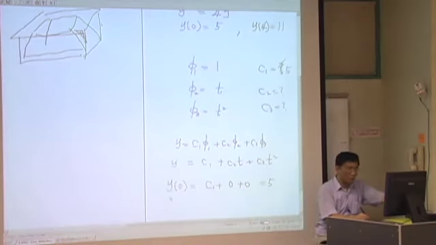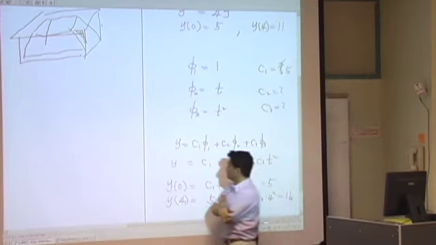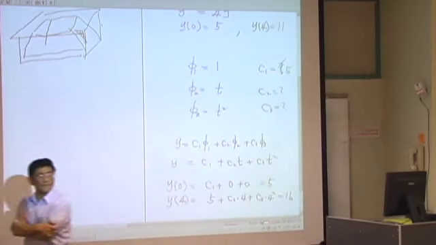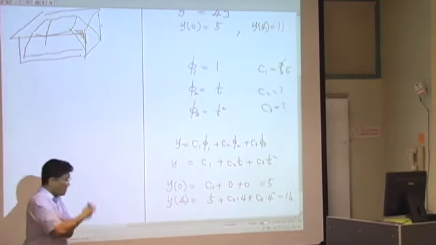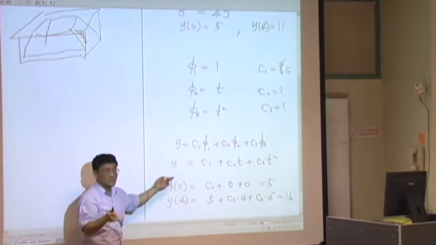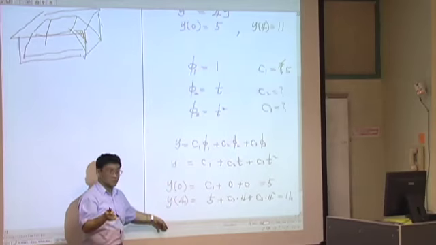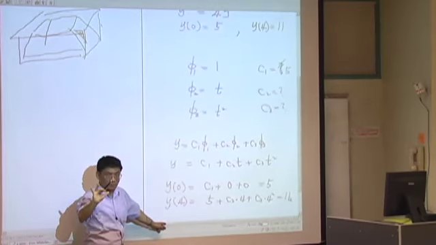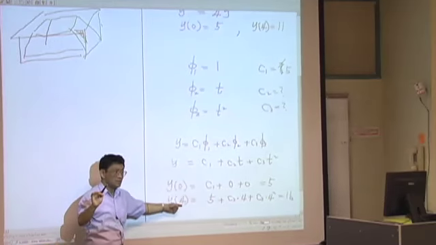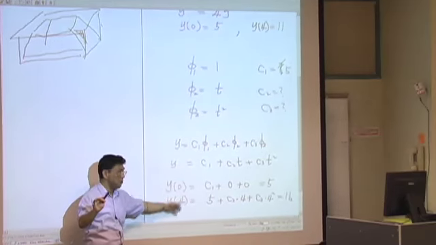So y of 4. What is y of 4? Y of 4 is 5 plus C2 times 4 plus C3 times 4 squared. And this should be equal to 11. Do you follow me or not? Boundary value gives us this kind of equality. So if we have one more equality, then we are done, right? How many unknowns are there? We have 3 unknowns. We have 3 equations. If you assume that you have like 5 equations, 5 unknowns or 10 unknowns, then you may increase the number of these points, right? You can distribute the points in between.